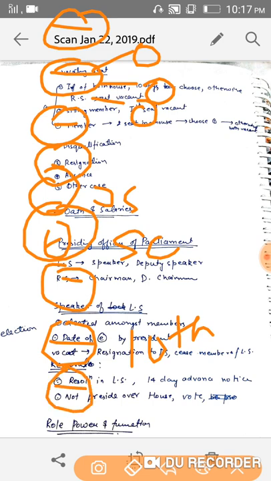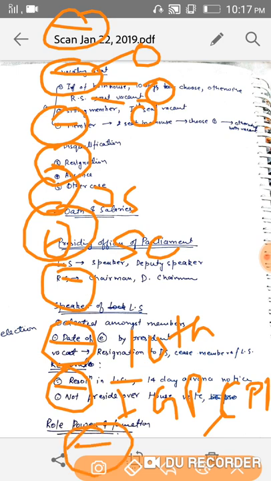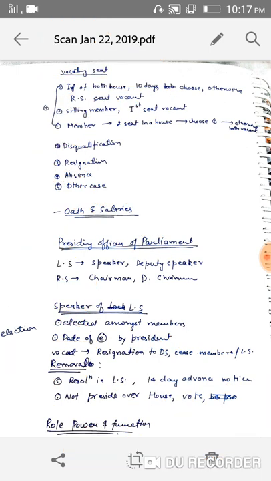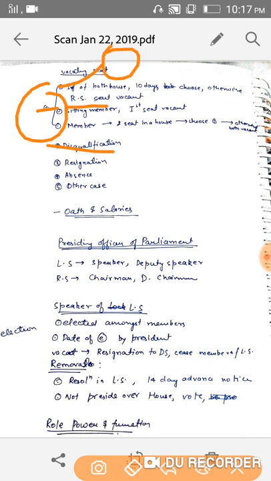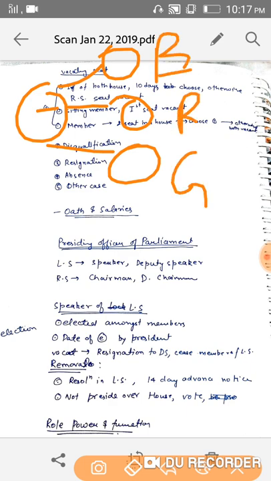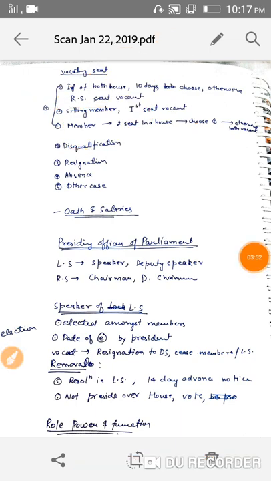He is the ex officio head of the Indian Parliamentary Group and the Conference of Presiding Officers, and he is the chairman. He appoints the chairmen of various committees himself, and he himself is chairman of three committees: the Business Advisory Committee, the Rules Committee, and the General Purposes Committee. So BRG committee.